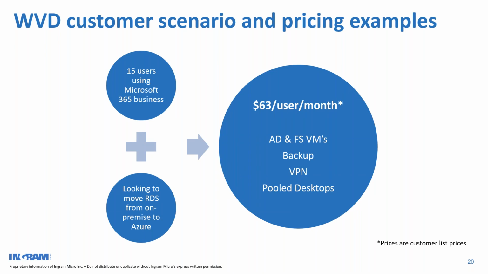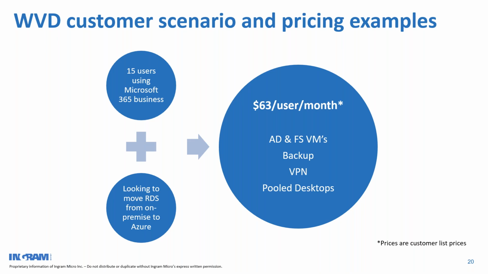Considering a very simple scenario where you have 15 end users in a customer company, they are already using Microsoft 365 Business, and they're basically looking to move their on-prem RDS infrastructure onto Azure, right? In this scenario, if you move them to Windows Virtual Desktop, it will cost them approximately $36 per user per month. Now, in this $36, what is involved?